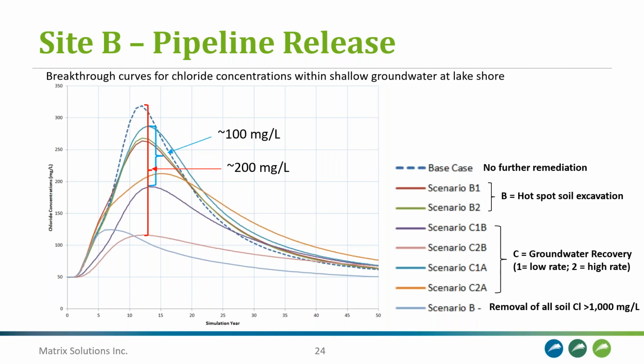So for this site in particular, you can see the incremental decrease in chloride concentrations at the lake is pretty small when you compare the base case, basically no further remediation, with the other remediation scenarios. And even if you do the most aggressive remediation scenario, the incremental decrease in chloride concentrations at the receptor is only about 200 milligrams per liter.